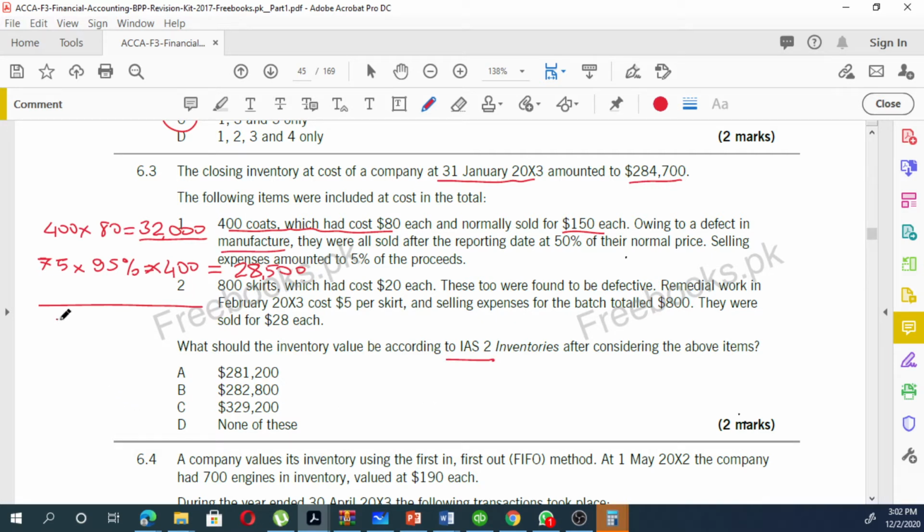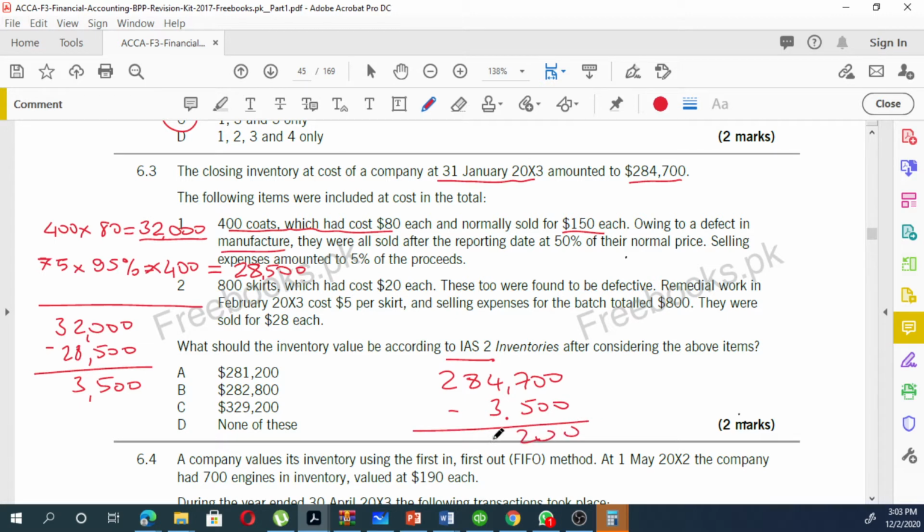What happens in this case? $32,000 minus $28,500, so that will be $3,500. We have actually reduced our inventory. In this case, $284,400 minus $3,500, that will be $280,900. So that will be the inventory value after considering the first one. So I think the answer is that one.